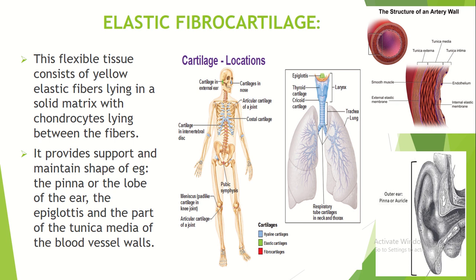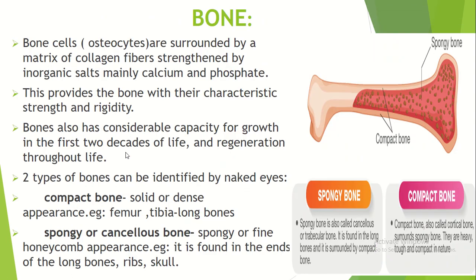It is made up of elastic fibrocartilage, and also a part of the tunica media of the blood vessels. Here we can see the tunica media. In a blood vessel, there are three layers: tunica externa, tunica media, and tunica intima. The tunica media is mainly composed of elastic fibrocartilage. So here we can see the epiglottis, then the pinna of the ear. These are the three areas where we can see the elastic fibrocartilage.